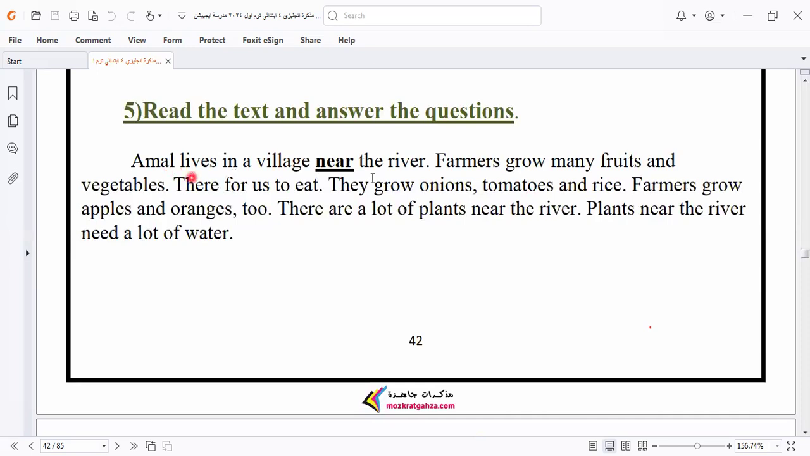Anna lives in a village near the river. Farmers grow many fruits and vegetables for us to eat. They grow onions, tomatoes, and rice. Farmers grow apples and oranges too. There are a lot of plants near the river. Plants near the river need a lot of water.